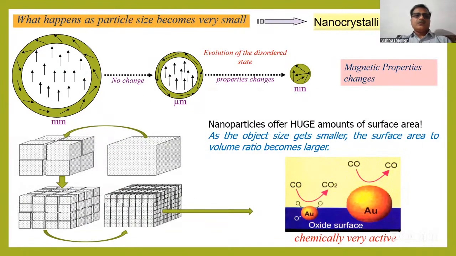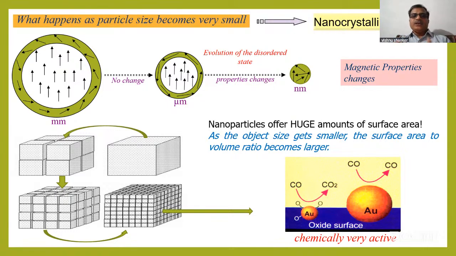Now coming to what happens when the size reduces. I will talk about some properties. Firstly, magnetic properties. You know that magnetism is about dipole alignment. When the dipoles are perfectly aligned, you can get the maximum magnetic behavior, and it also depends on how they are aligned: parallel, anti-parallel, and so on.